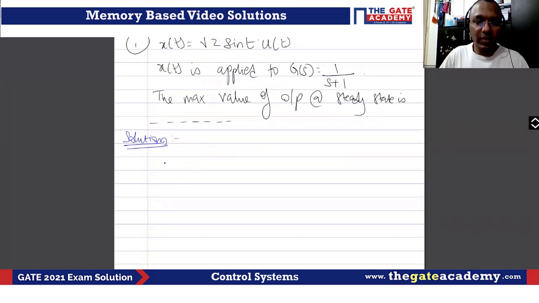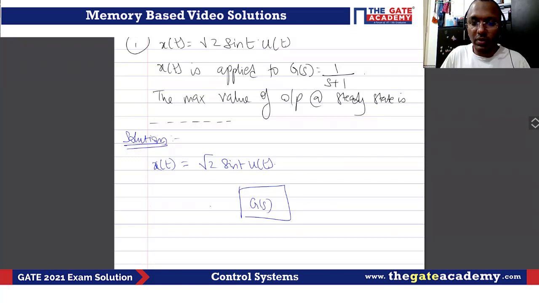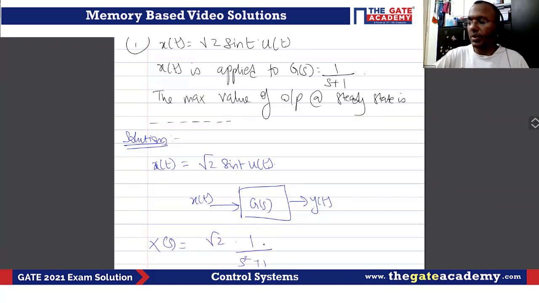So x of t is given. X of t is root 2 sine t u of t. This is my g of s. X of t is the input, y of t is the output. So what will be x of s? X of s is going to remain root 2 sine t u of t, on Laplace transform will give me 1 by s square plus 1.